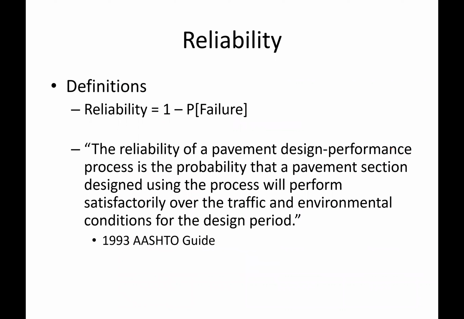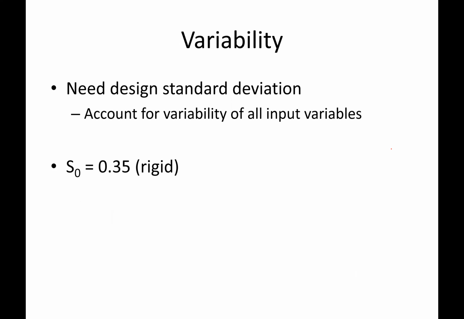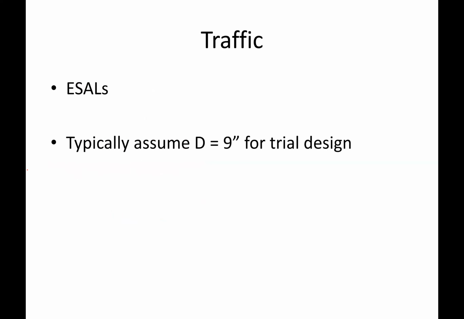The same thing, you need to know the drainage coefficient. Reliability is also the same. Okay, you need to know the probability that there might be some failure in your design. What will be the probability of that happening? So this is the recommended reliability. The higher the type of pavement, the higher the traffic volume, the higher the reliability that you need to design for. Okay, variability, when it comes to standard deviation, is how accurate the data that you input into your design is. So you need to have your standard deviation for your design.